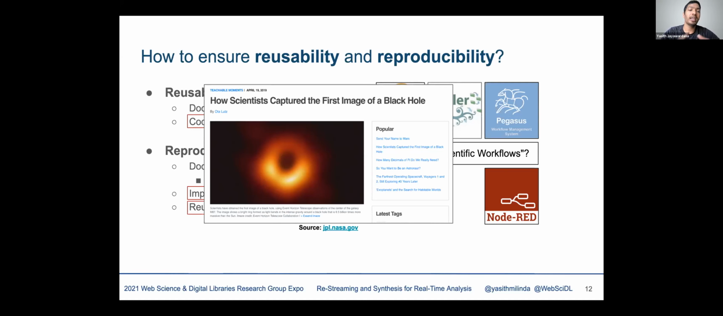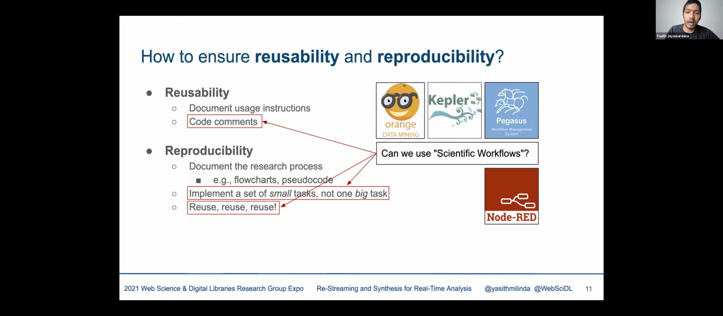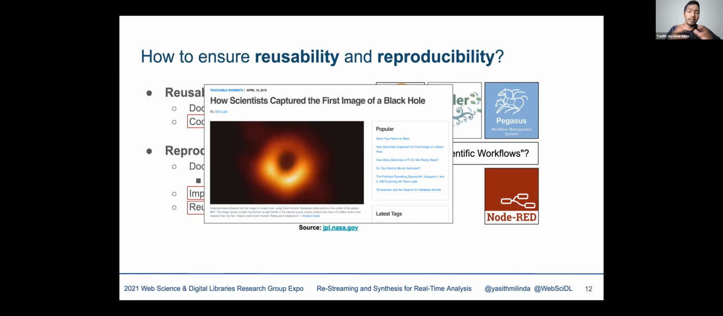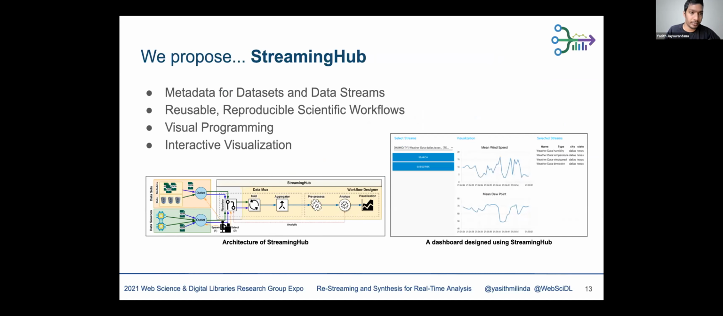And ideally, if there is a way to combine metadata, visual programming, and scientific workflows together, that's what we actually did in our work. Here we propose Streaming Hub. We combine metadata for data sets and data streams, and we try to make scientific workflows reusable and reproducible. We did some visual programming so that we can build the workflows, and we showed some interactive visualization dashboards using it. This image is an example of a dashboard, and this image shows the architecture of Streaming Hub, which I'm going to highlight on the next slide.